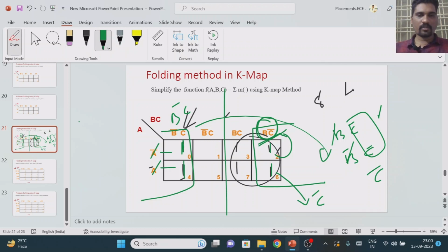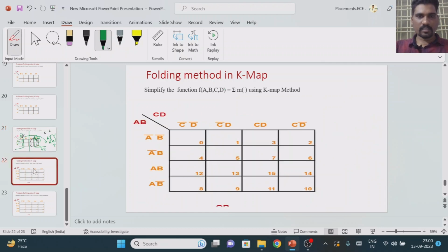So always try to understand whether there is any possibility to group the maximum number of ones. You need to solve the problem in such a way that you get an extremely minimized expression, right? That kind of thing you need to understand from the K-map. For example, see, I have this 1, this one, this one, this one, this one, this one, this one, and one more, something like this. Now try to find out how to solve this problem.